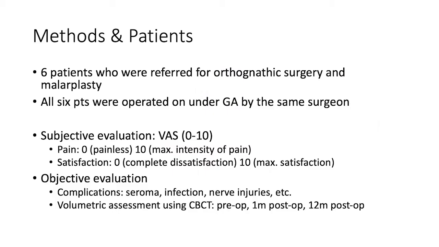A total of 6 patients were evaluated for the study. They were referred for orthognathic surgery and malarplasty and operated on under GA by the same surgeon. The subjective evaluation employed the visual analog scale of 10 for pain, 0 being painless, 10 being maximum intensity of pain. For satisfaction, 0 being complete dissatisfaction and 10 being maximum satisfaction. For the objective evaluation, 2 parameters were used: complications and volumetric assessment using CBCT. Volumes were measured 3 times: pre-operative, 1 month, and 1 year after the surgery.